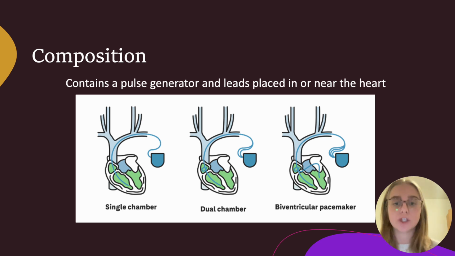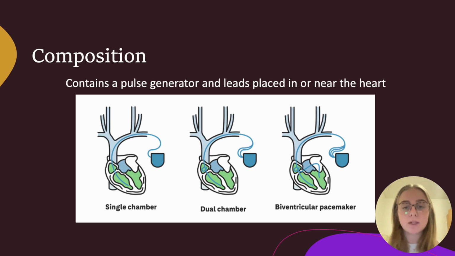Next, there's a dual chamber pacemaker. This has two electrodes that detect the signals and give electrical impulses to two heart chambers, coordinating the right ventricle and the right atrium. Last but not least, we have the biventricular pacemaker, also called a cardiac resynchronization pacemaker. It has a third electrode that gives an electrical impulse to a left ventricle, synchronizing it with the right ventricle.